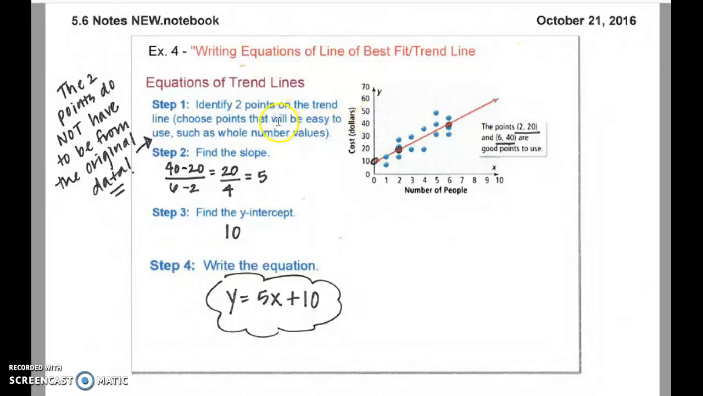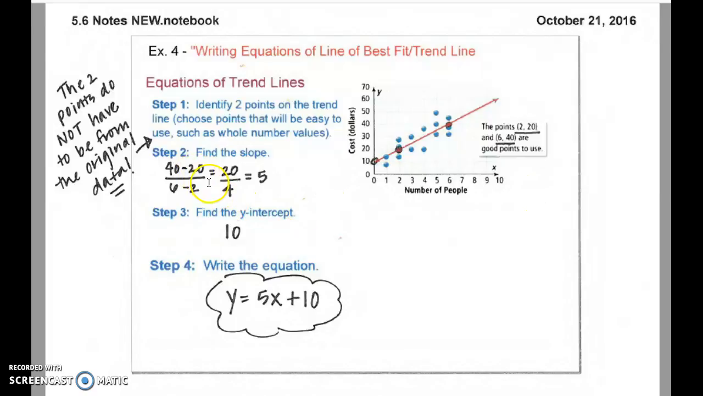So step 1 is to identify 2 points on the trend line. Choose points that will be easy to use, such as whole number values. Remember, the points don't actually have to be data items. They can be any 2 points on the line. So the ones that they recommended you to use in this problem were (2, 20) and (6, 40).